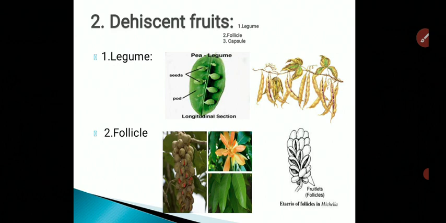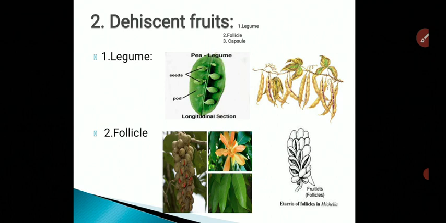Such fruits, which are a little bit long and elongated, are called legumes, or they may be called pods. These fruits develop from a monocarpellary superior ovary with marginal placentation, where the seeds are attached at one margin. That's why it is called marginal placentation, and they are also known as pods. Examples of legumes are peas, beans, etc., or Caesalpinaceae members also produce this legume type of fruit.